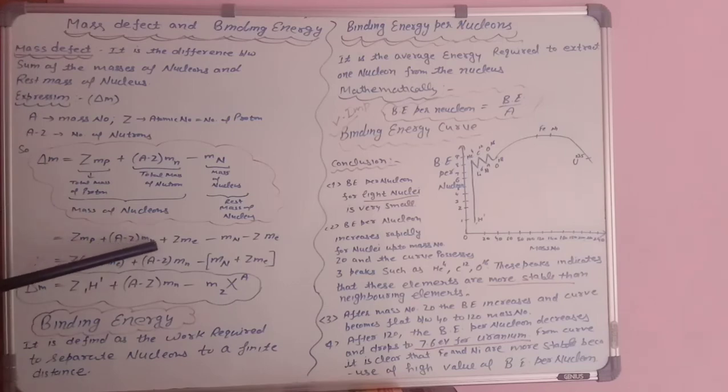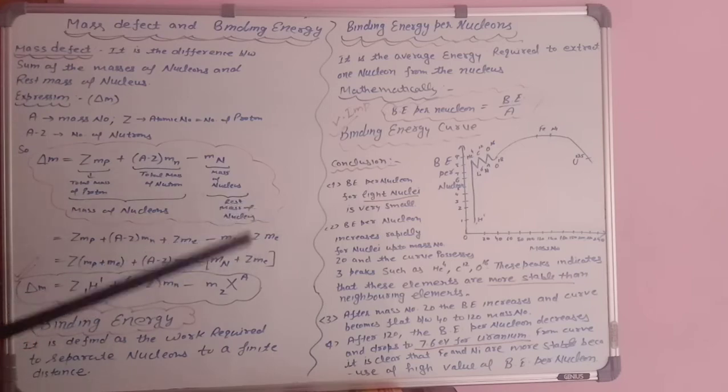Zmp plus Zme plus (A minus Z) mn minus MN minus Zme. Now students, just observe what I have done. Pause your video and see what I have done. As we do many times, I have added one value and subtracted the same value. I have added Zme and I have subtracted Zme. Zme means the mass of total electrons, because the number of electrons is also equal to the atomic number. I hope I am clear. So Zme I have added here, Zme I have subtracted, so no change.